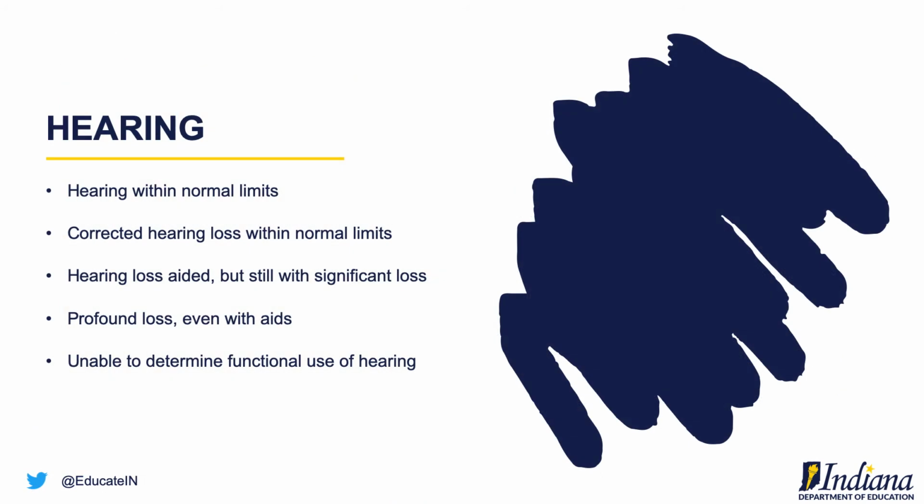The sixth indicator addresses hearing. Hearing loss is another possible characteristic of students with significant intellectual disabilities, but alone does not signify a significant intellectual disability. Students who are deaf or hard of hearing may require an interpreter for sign language or a sound amplification system in order to complete the IAM assessment.